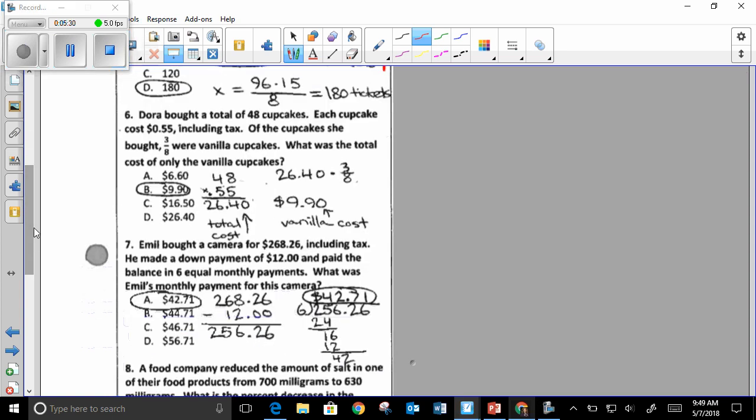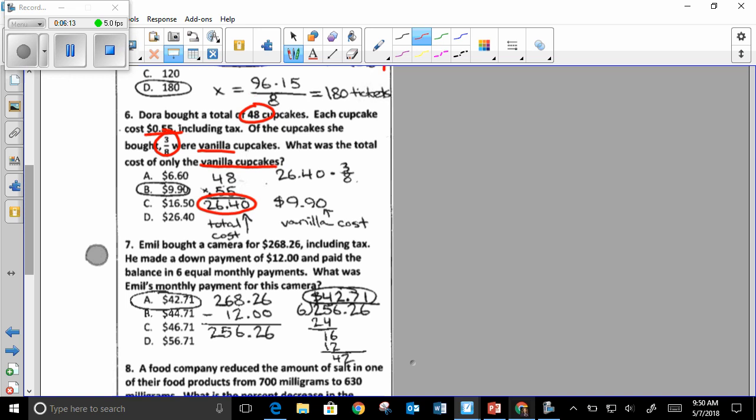Number 6, Dora bought a total of 48 cupcakes. Each cupcake costs 55 cents, including tax. Of the cupcakes she bought, 3/8 were vanilla. What was the total cost of only the vanilla cupcakes? Well, first of all, you have 48 cupcakes. You can do this problem in a couple of different ways, but if you took 48 cupcakes, you multiplied it by 55 cents, you get a total cost of $26.40. That's one way you can do it. You could take $26.40 and find out what 3/8 of that is, which would give you $9.90.